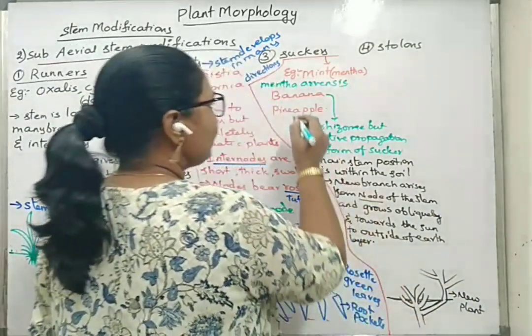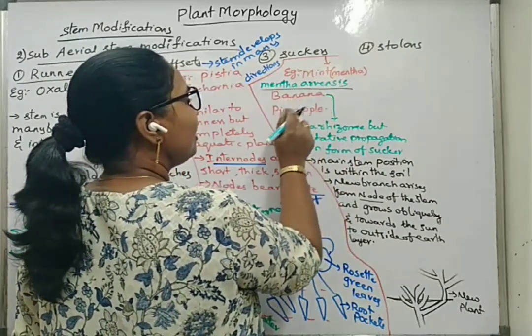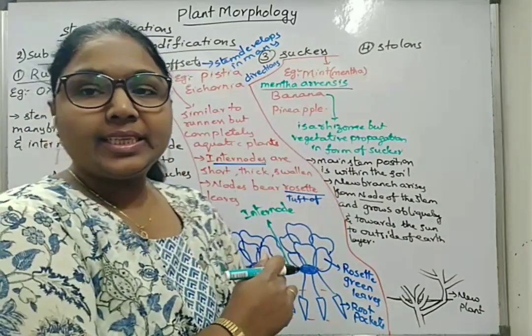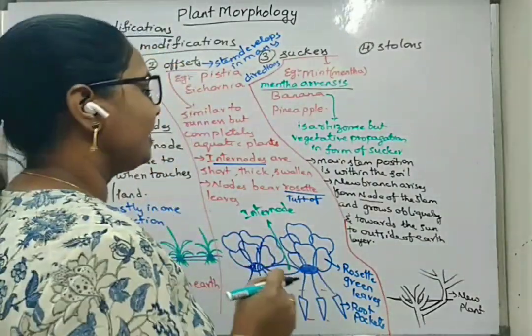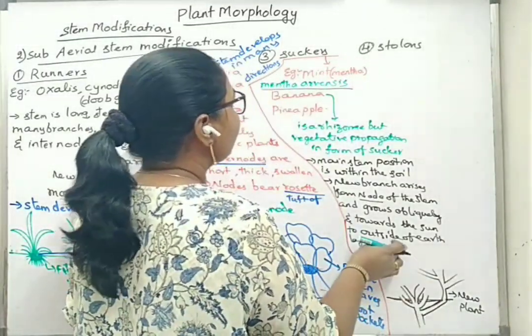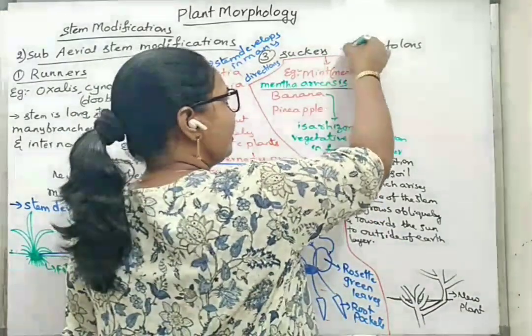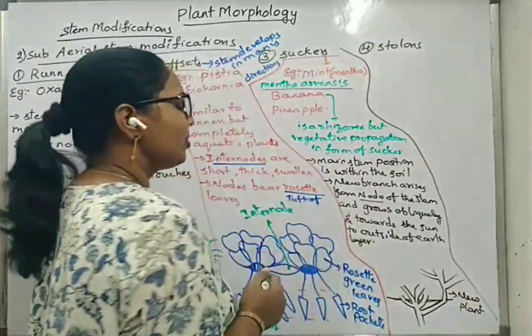So here examples we have seen like mint, that is Mentha arvensis, banana, pineapple. Banana is basically a rhizome, but during vegetative propagation it behaves as a sucker. So this is about suckers and their examples. Next, coming to stolons.